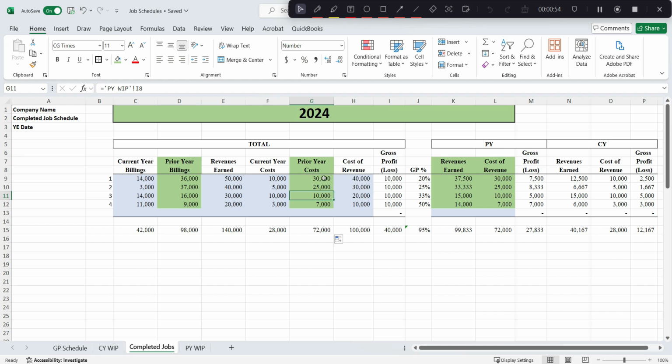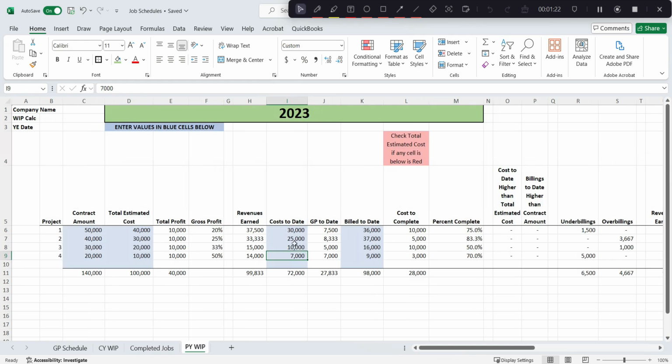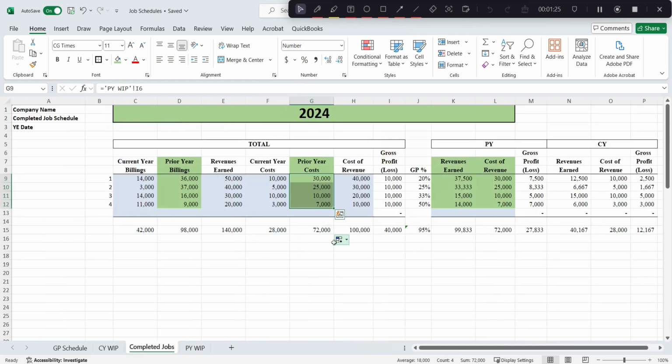Now, all of your current year costs are going to be added to the prior year cost to determine the total cost of the project. From start to finish, you spent $40,000 on job 1, $30,000 on job 2, $20,000 on job 3, and $10,000 on job 4. That's what we talk about inception to date. Prior year costs are coming directly from your prior year WIP. These jobs were open last year, now they're closed.